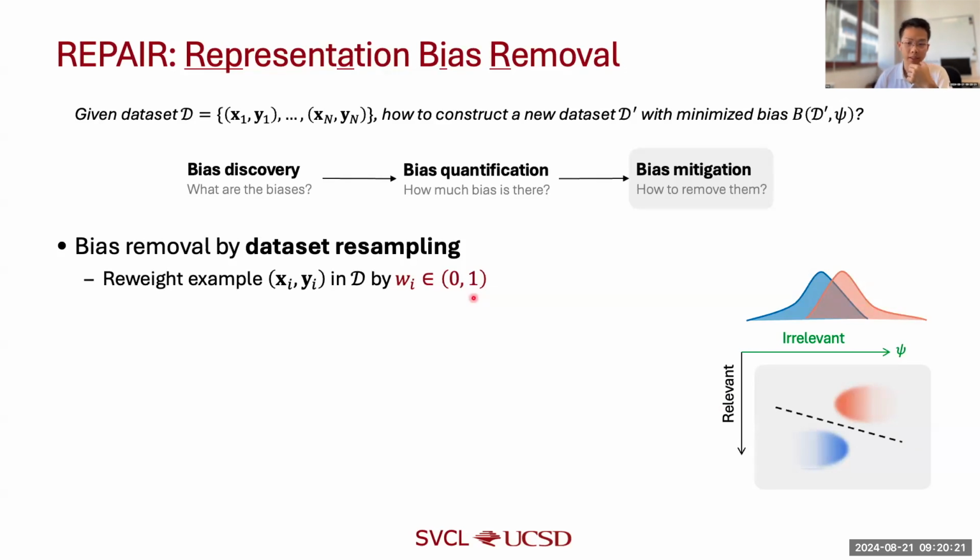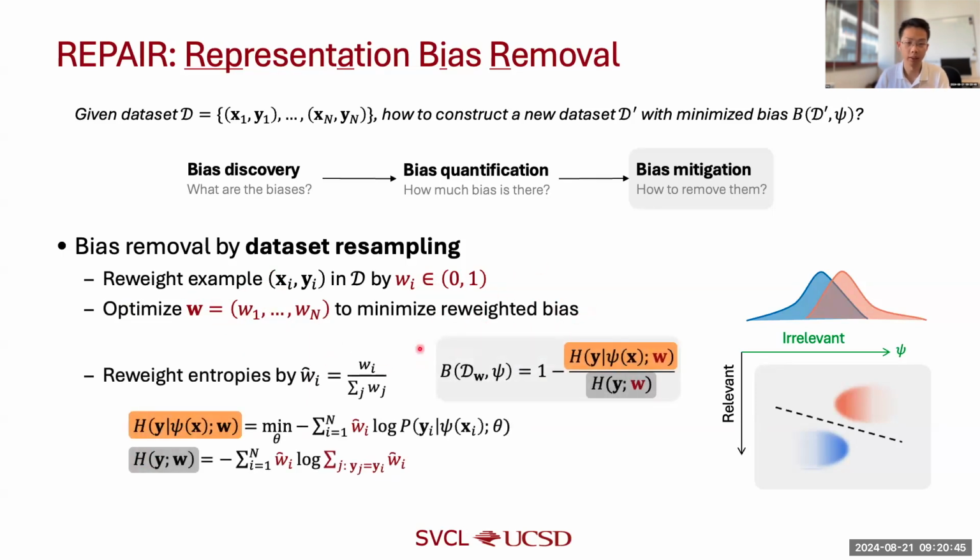So how to implement this in practice? First, we assign to each example (xi, yi) a learnable weight parameter wi, which is the unnormalized probability of this sample being selected. The goal is then to optimize the weights to minimize the reweighted bias, which is formulated by reweighting the entropy terms in the bias formulation here. So this gives us the bias of the reweighted dataset Dw.